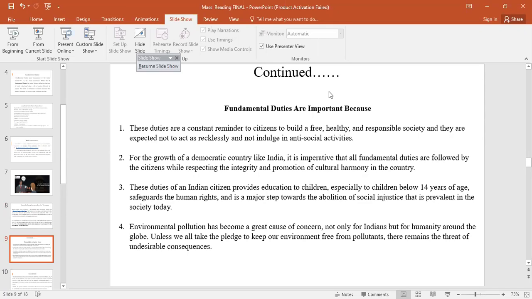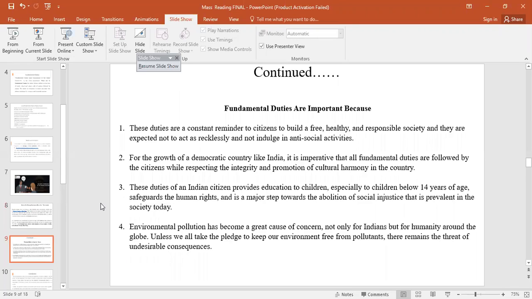Environmental pollution has become a great cause of concern, not only for Indians, but for humanity around the globe. Unless we all take the pledge to keep our environment free from pollutants, there remains the threat of undesirable consequences.